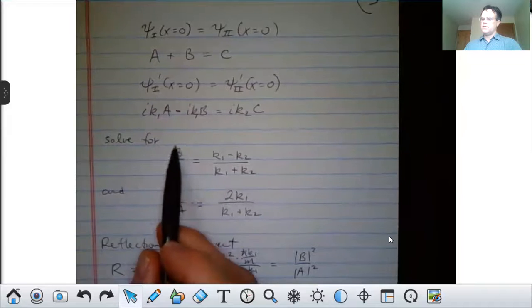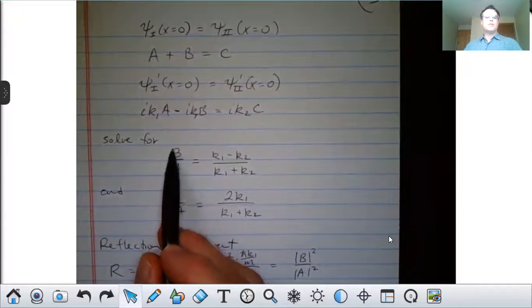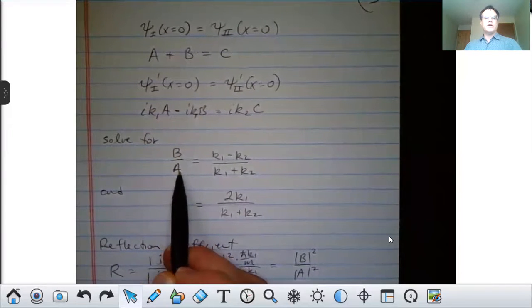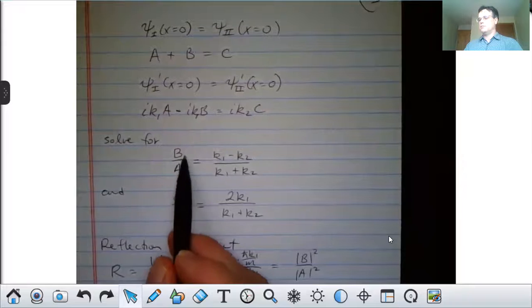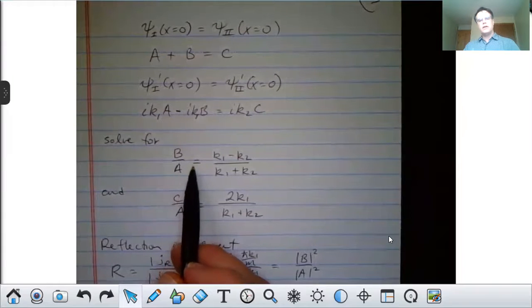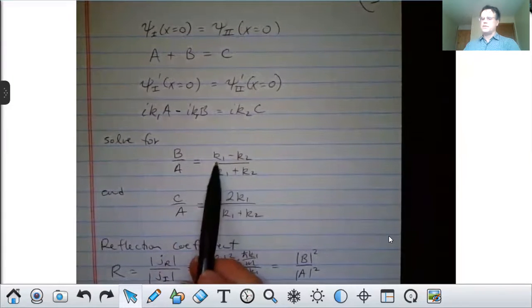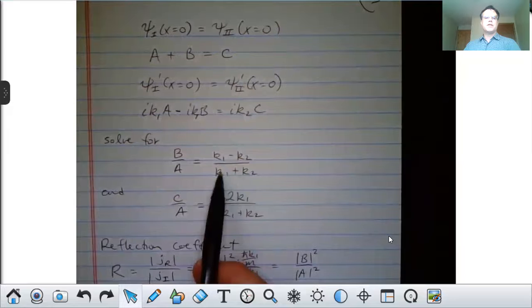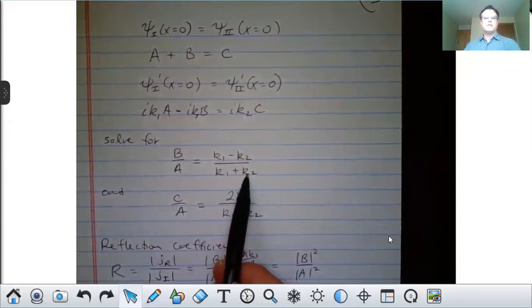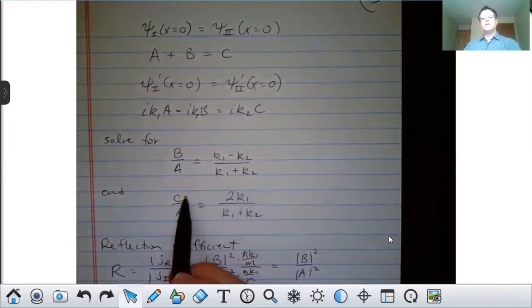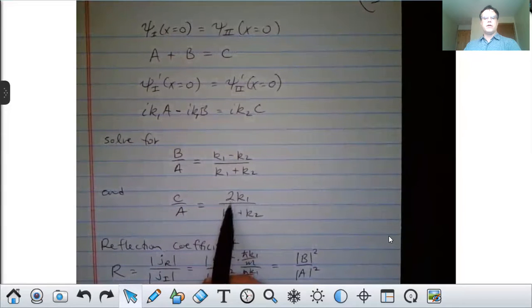And now I can solve for the relative probability amplitudes. I can solve for the relative probability amplitude of being reflected to the incident probability amplitude, b over a. I can let you work through the algebra if you'd like, but this is the result you get: k1 minus k2 over k1 plus k2. And I could also do the same thing for the transmitted probability amplitude, c over a, and I end up getting 2k1 over k1 plus k2.